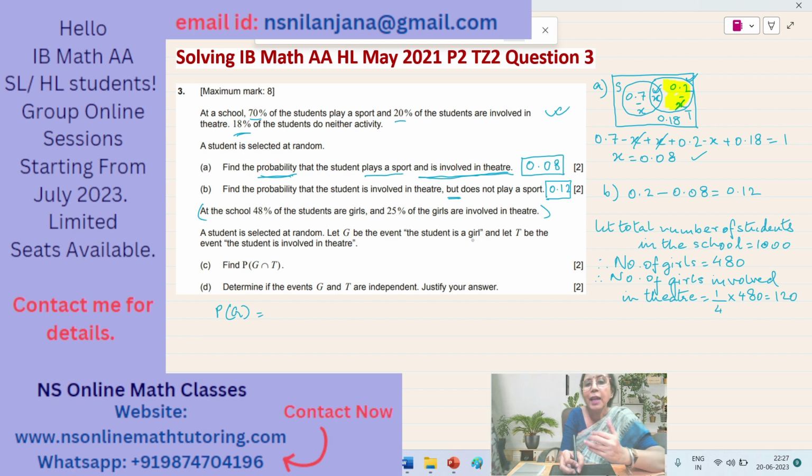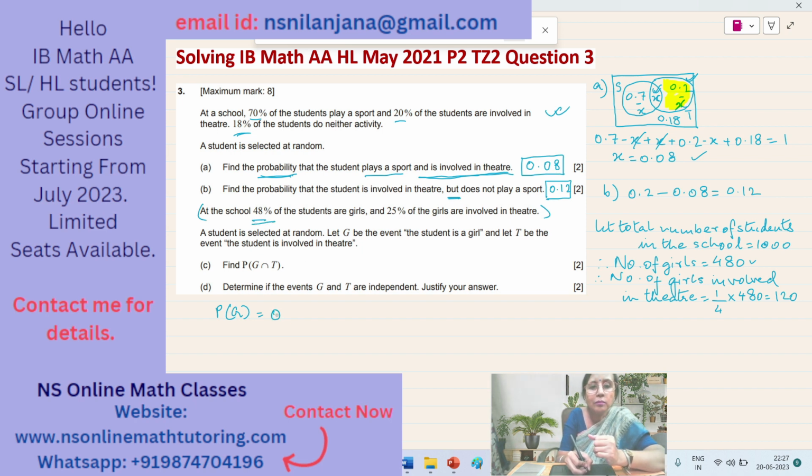A student is a girl. It can be a girl student, it can be a boy student. So, the number of girls we have seen to be equal to 480. That is the favorable outcomes. And what is the total number of outcomes? It is 1,000. 480 over 1000 or 48 over 100, that is how we are coming to 48%. So that is what is given, 48%.